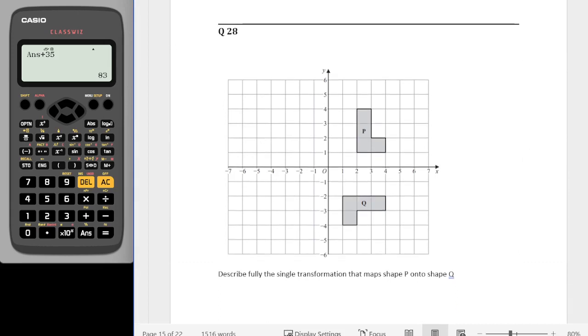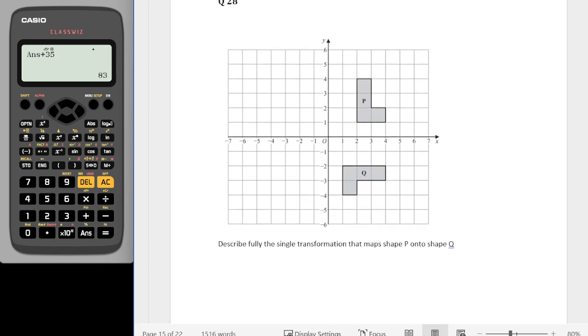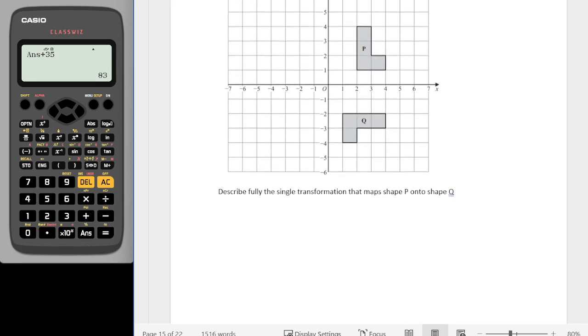Okay, question 28 then. Describe fully the single transformation that maps P onto shape Q. So if we look at the orientation, first of all, it's been rotated clockwise 90 degrees. So the transformation is a rotation, and the amount is 90 degrees clockwise. And then the point of rotation is the final bit that I need to work out.